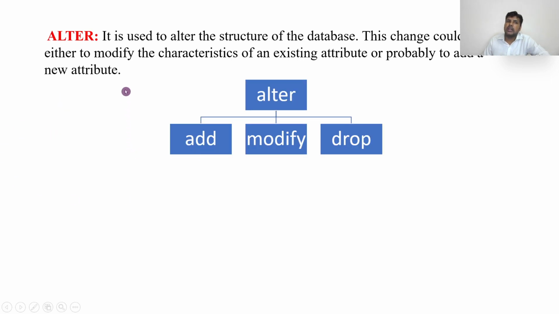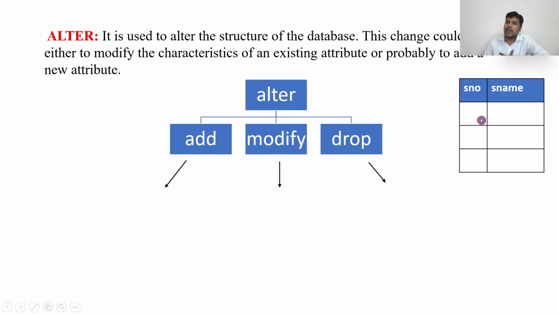First of all, SQL commands are divided into 4 categories: DDL, DML, DCL and TCL. Now in the DDL there are again 4 types. What are they? Create, alter, drop and truncate. In the alter, again 3 types: add, modify, drop, right? Now let us see what is this add, what is this modify, and what is drop.